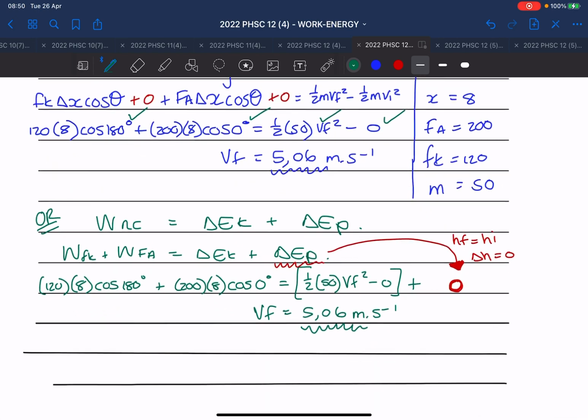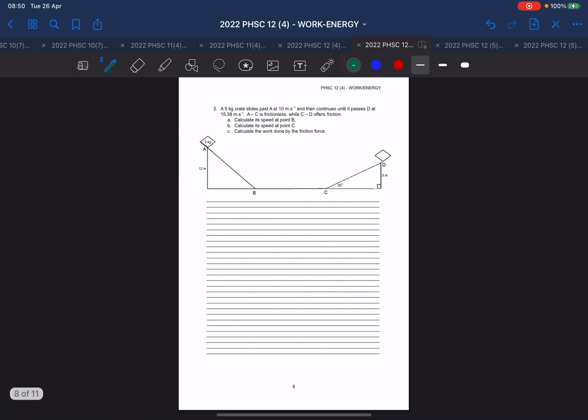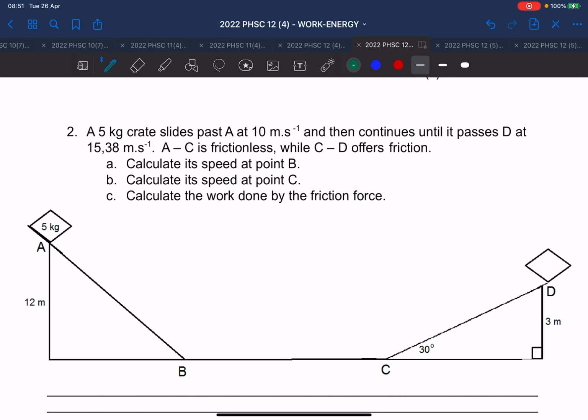Okay, let's look. Can I page... The next question is an exam question. This comes from an exam question paper. I just adjusted the values a bit, but it comes from an exam question paper. It says here, a 5 kilogram crate slides past A at 10 meters per second. So the velocity at A is already 10. So it's not from rest. And then continues to slide until it passes D at 15. So at D, the velocity is 15.38 meters per second.